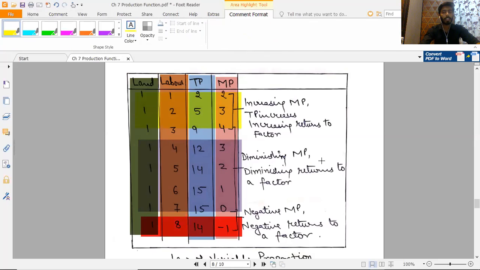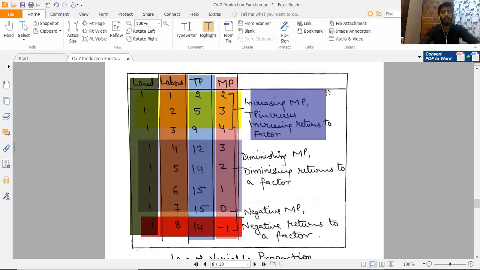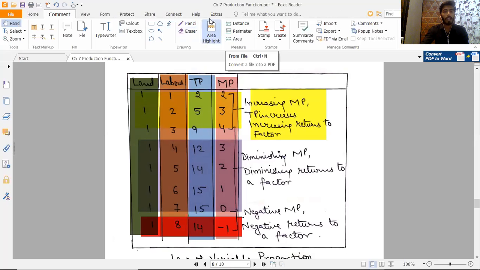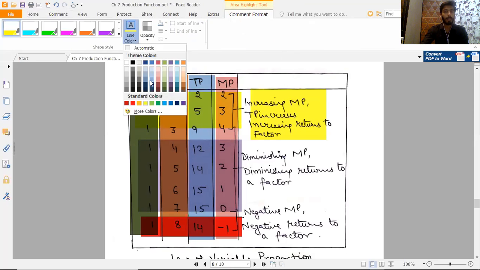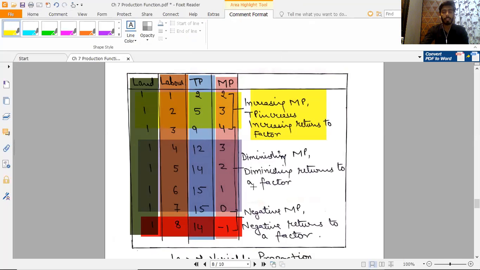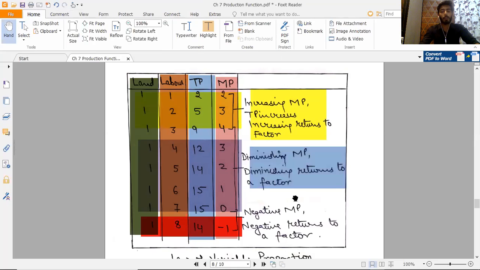Which is the first stage? The first stage is increasing MP. What happens in the first stage? MP increases, as a result of which there are increasing returns to a factor. That means with every additional unit of the variable factor, the output we get will be more than before. In the second stage, what is happening? MP is diminishing. Diminishing MP means diminishing returns to a factor.